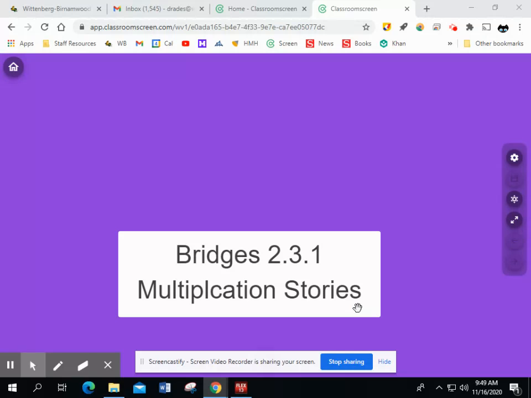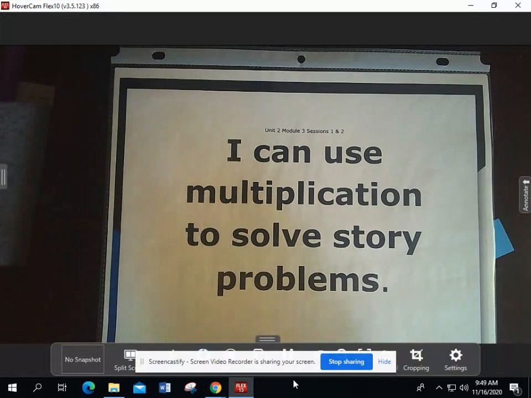So today, as we begin our work, we are working with multiplication stories. I can use multiplication to solve story problems. My thoughts on this are that, yes, we can solve things by using addition, but that takes a long time.